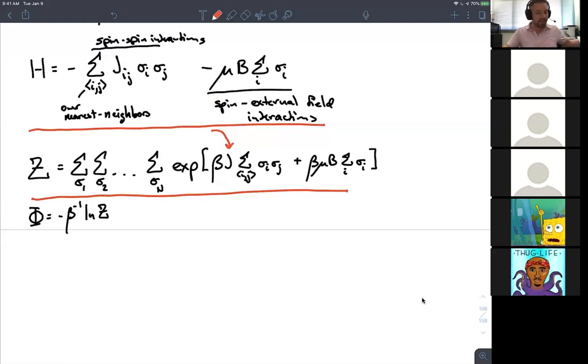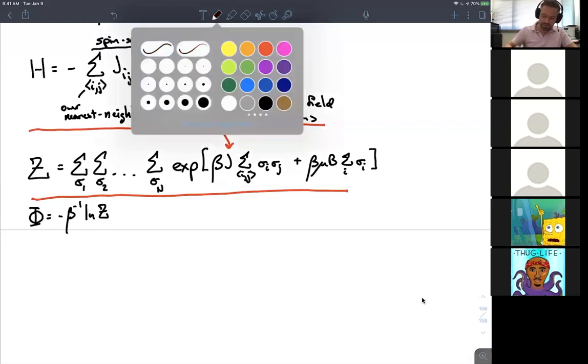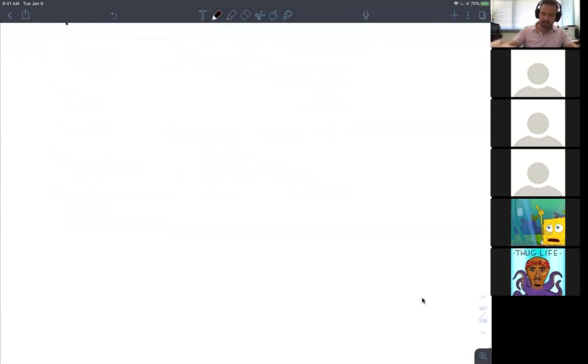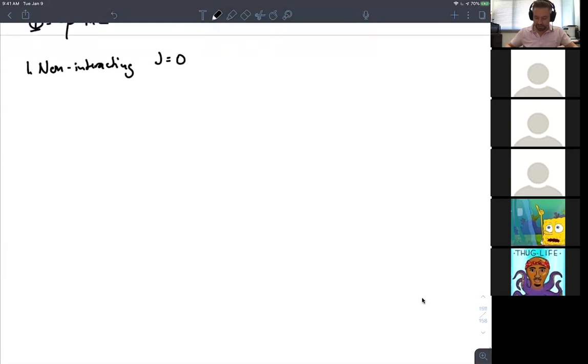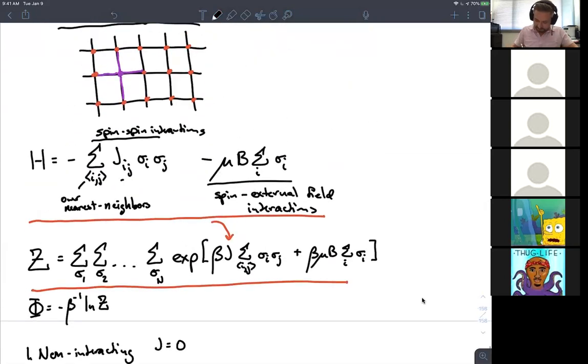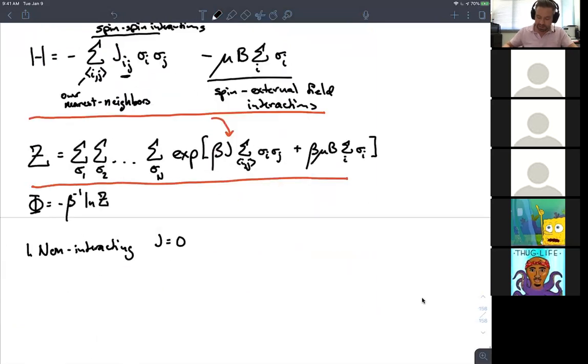Good. Okay, so now what we're going to start doing today is working this problem to see how this thing behaves. And like I said on Friday, there are three special cases we're going to work through. So the first special case is the non-interacting model. That is where J is equal to 0. And if J is equal to 0, you can see from our Hamiltonian that kills our spin-spin interaction term. And so the only thing that's happening is that the individual spins are interacting with the applied external field.